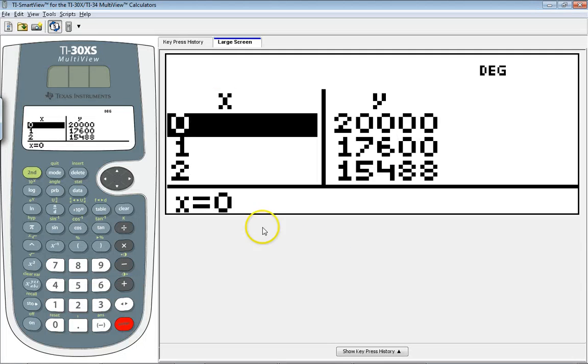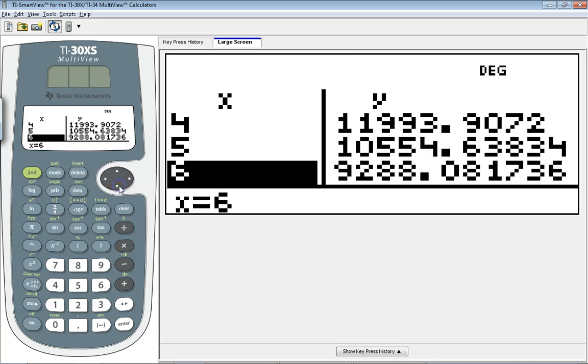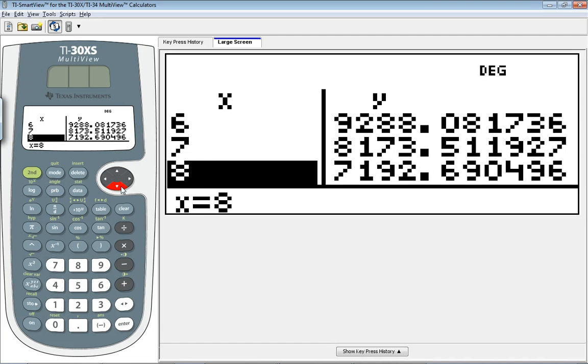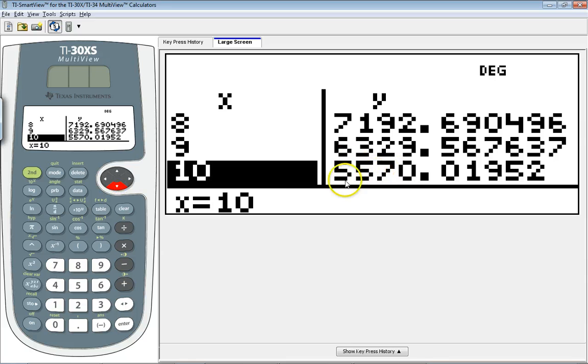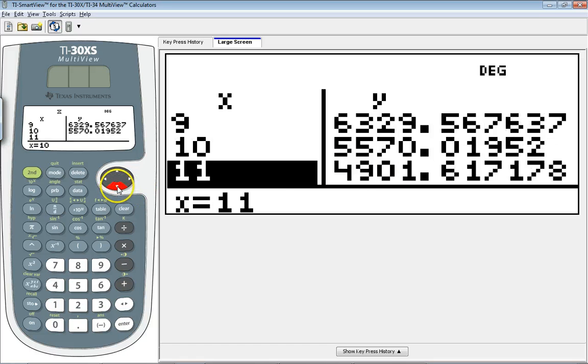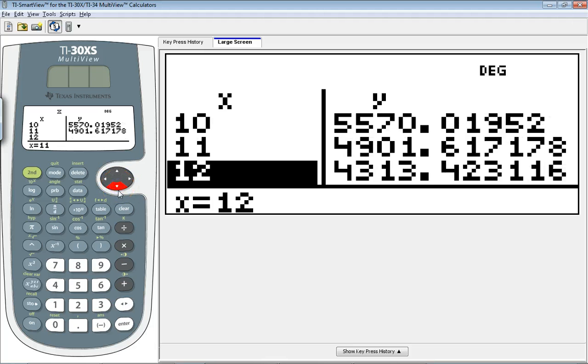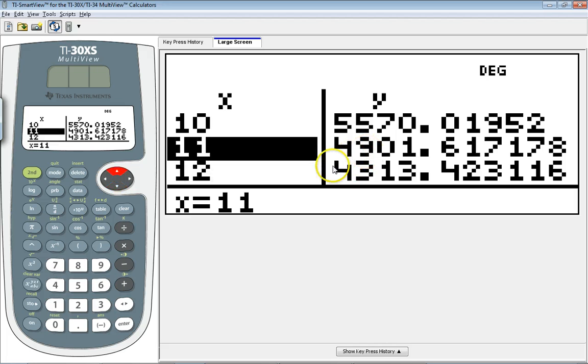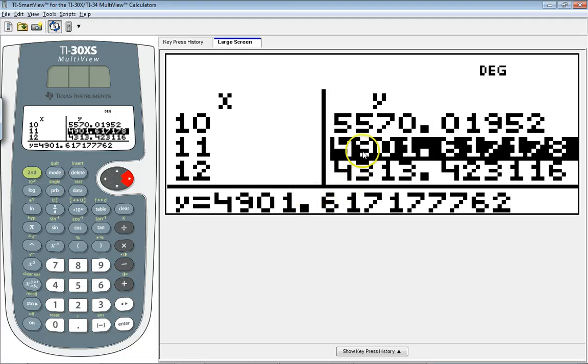4,900. So watch out for it to get down that low. So let's just go down. You see the value of the boat. If you keep your eyes on the y side, the value of the boat is shrinking. Okay? So right there, about at the 11-year mark, we see the $4,901. It's very close to 4,900.